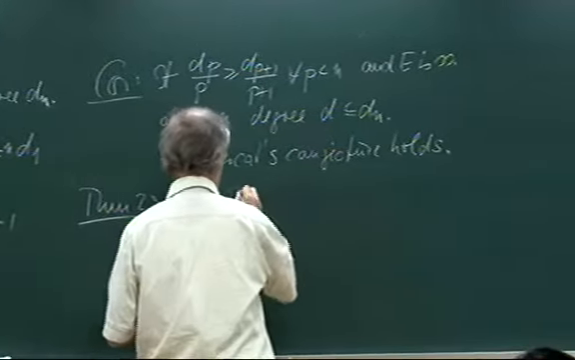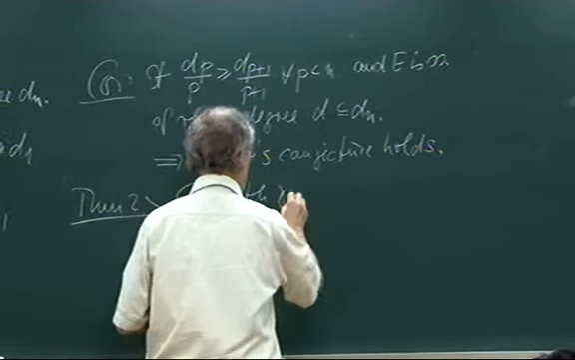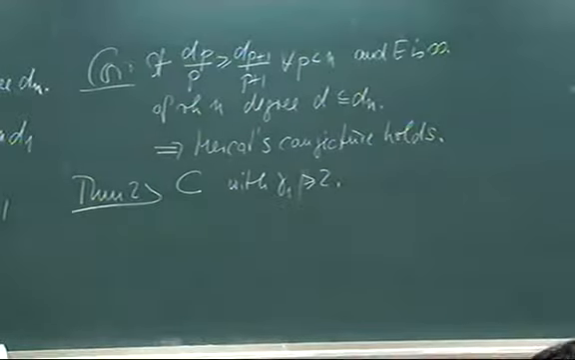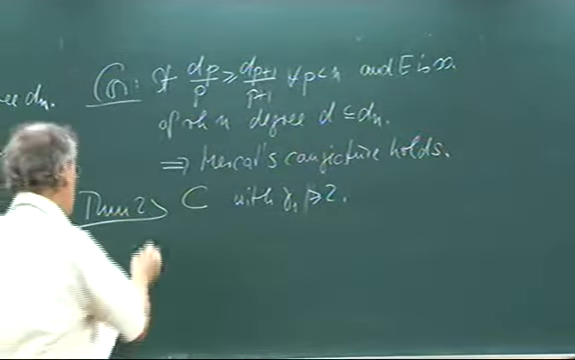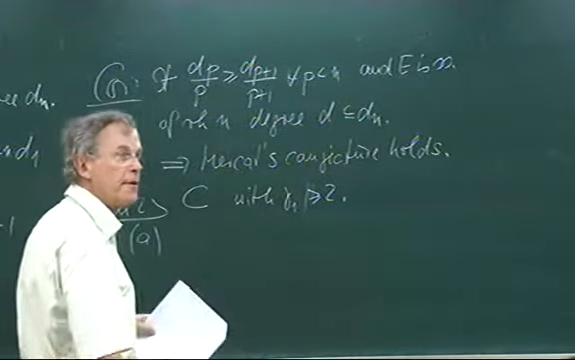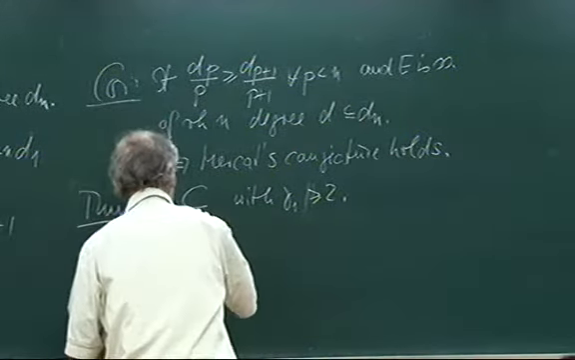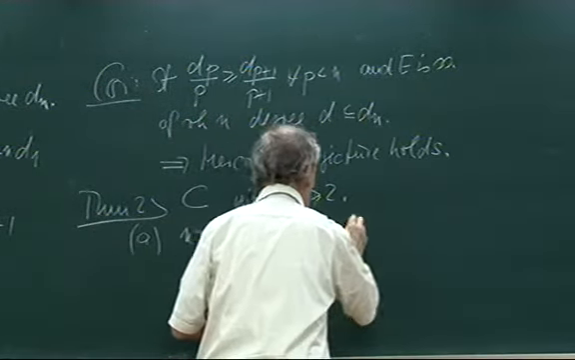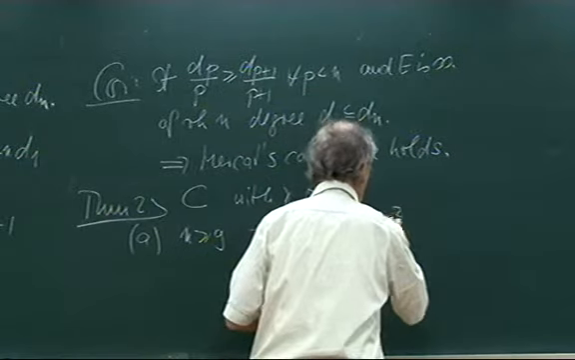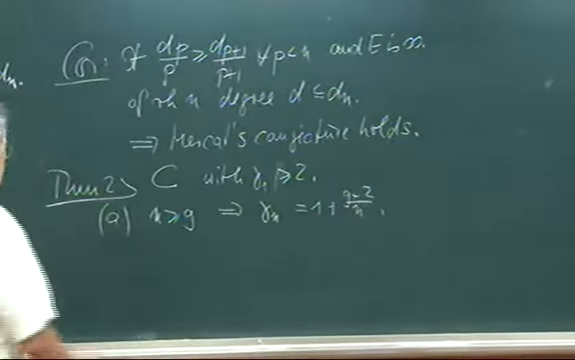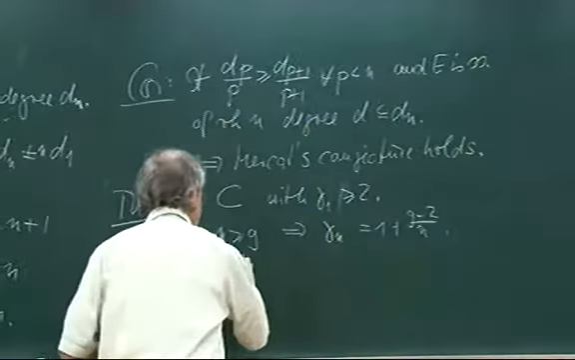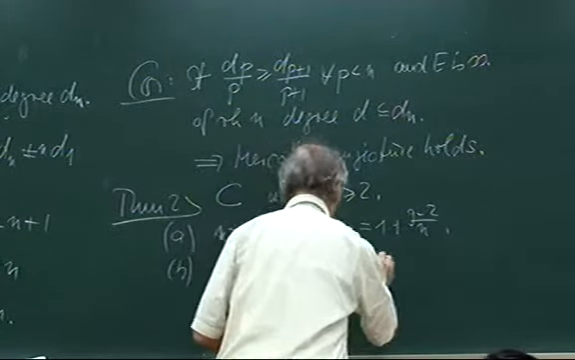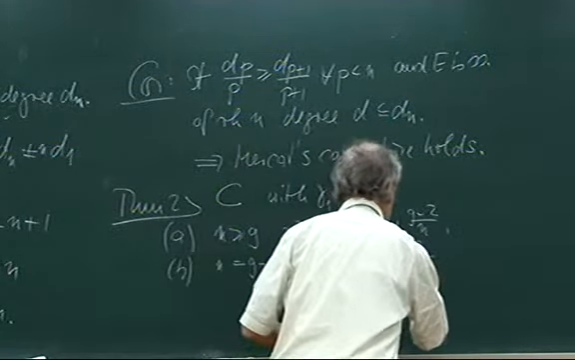If C is a curve with the usual Clifford index greater or equal to 2, then we can compute some of these invariants, higher Clifford indices. If n is greater or equal to g, then we get gamma n is equal to 1 plus (g minus 2) over n. Second, if n is equal to g minus 1, then we get that gamma n is equal to 2 plus 2 over (g minus 1).